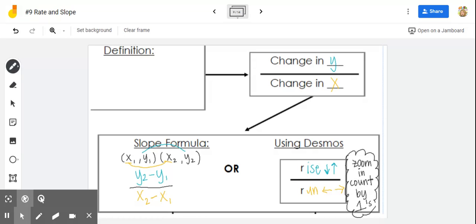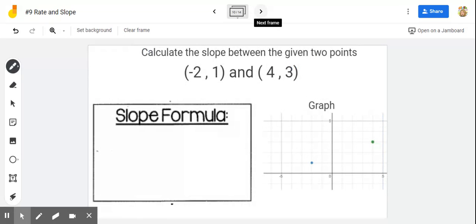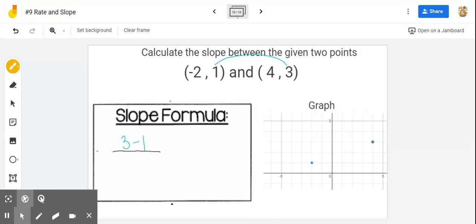So we're actually going to do a couple of examples. So this first one, I give you 2 points. You can either find the slope by the formula or use the graph, zoomed in so that you can count by ones only. So if you're using the formula, you'll take 3 minus 1, which is your y minus y. Now we'll do it by our x's, which is 4 minus negative 2.